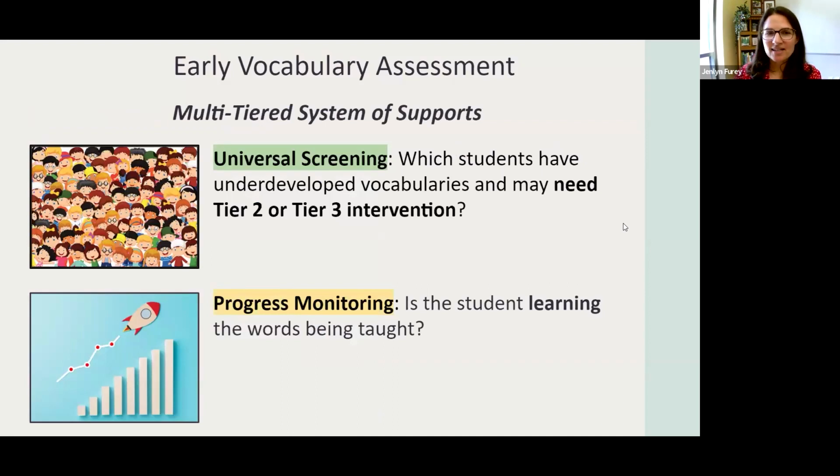So with MTSS, there are many types of assessment that we want to use to inform data-based decision making. Universal screening is what we do with all students, usually 3 times a year, and it helps us with vocabulary. It helps us to understand which students have underdeveloped vocabularies and therefore may need more intensive interventions. And then another broad type of assessment is progress monitoring, and that's helping us to answer the question, is the student learning the words that we are teaching them?